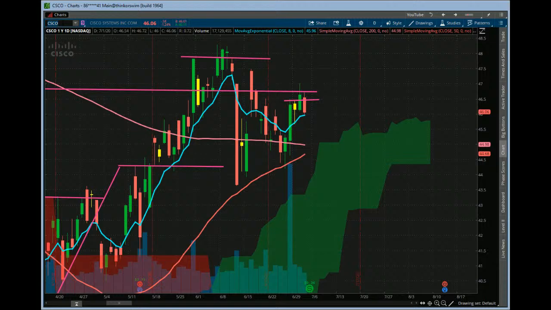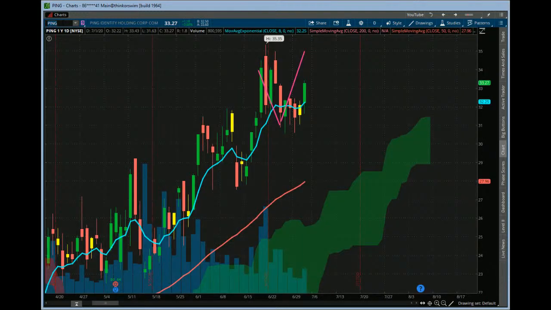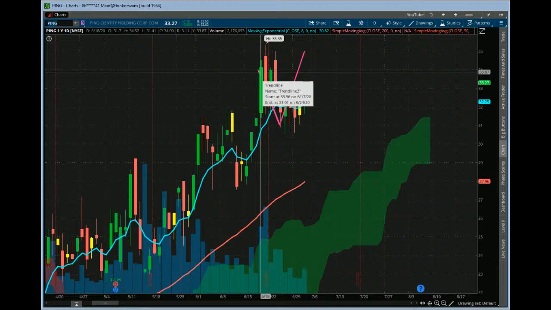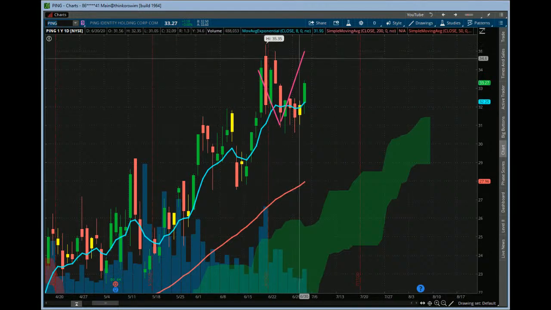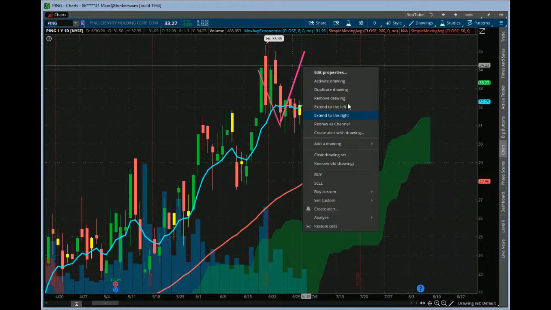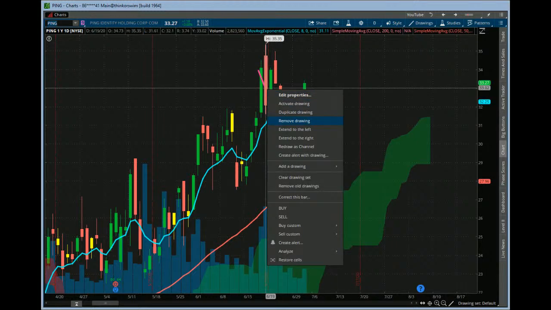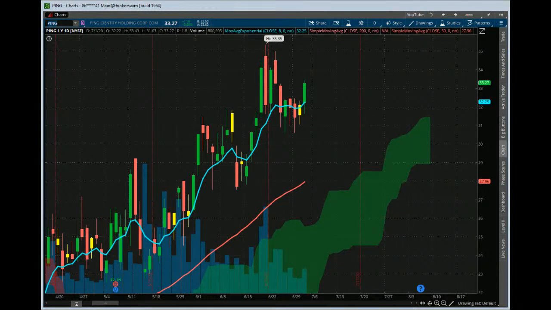Then PING. Decent move there, a little bit better volume than the other ones, right? So this is one we were talking about. Remember we said on this big breakout candle right here, let's look for a pullback and see if it moves back up. Well, here's your pullback and it's working its way back up right here. So PING's looking pretty interesting right there. I like the move on that one. Yeah, I'm going to add that to the radar. Cool. Yeah, I like that pull. Let's see if we get any follow through on that one.